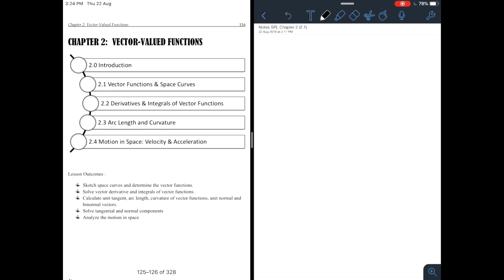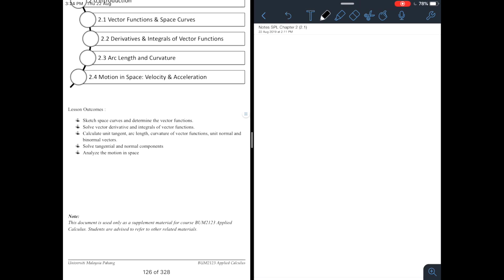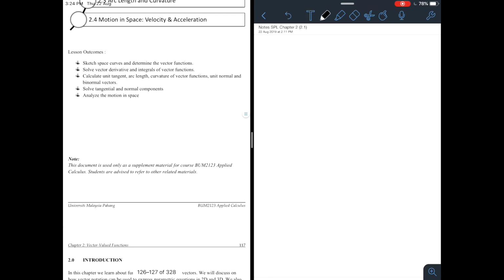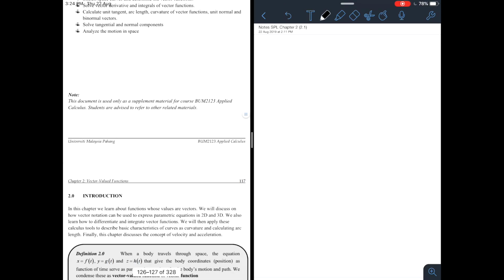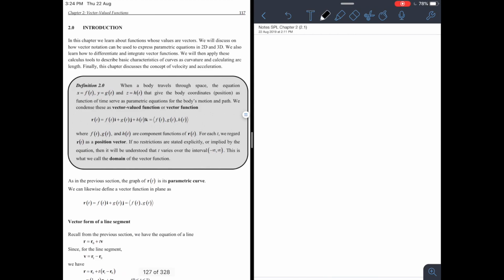I'll be the one responsible for the lesson for topic 2.1, which is vector function and space curve. So do not worry because we will be using the module that we have used in the lecture class. I'll be using this screen in split view mode so that you can access the notes easily on the left hand side. Meanwhile, I'll be writing something on the right hand side.